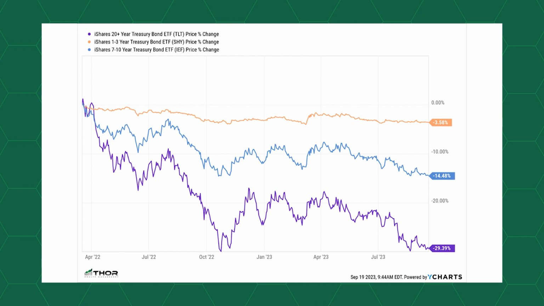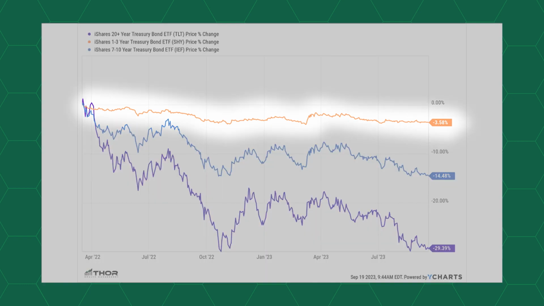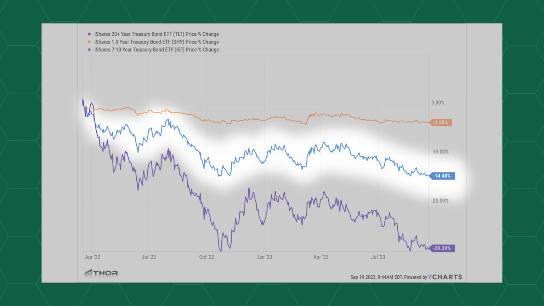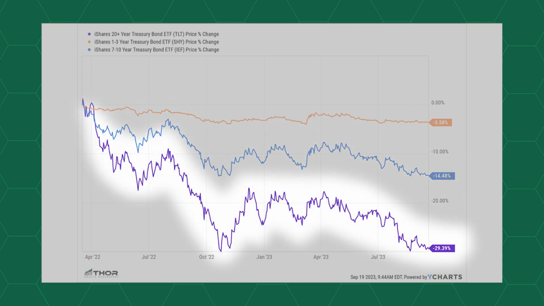Since March of last year, when the Fed started raising interest rates, you can see what has happened. And this is looking at just the price of the bonds, it doesn't include income. We're looking at three indexes, and we're all using Treasuries here, so it's the same type of securities. If you had the 1 to 3 year Treasury ETF, the iShares, you're down 3.58%. You go out further in maturity, to 7 to 10 year Treasuries, and since March of last year, so the last 18 months, you've lost 14.4% of your portfolio. If you had 20 plus year Treasuries, you're down 29%.